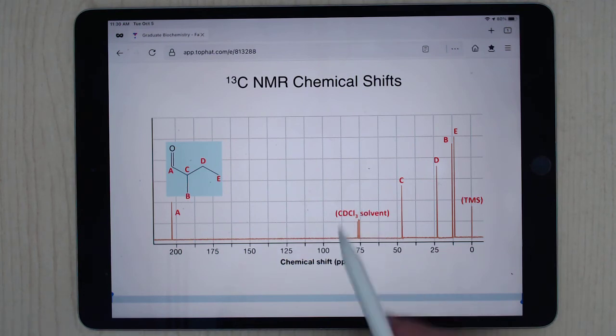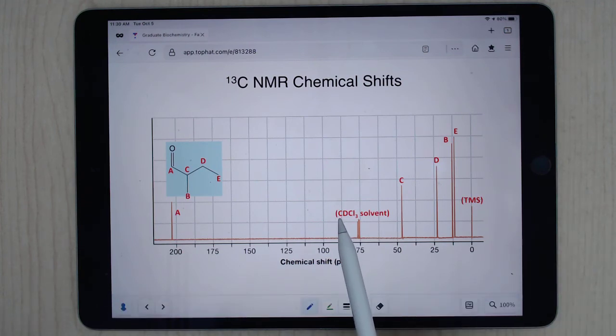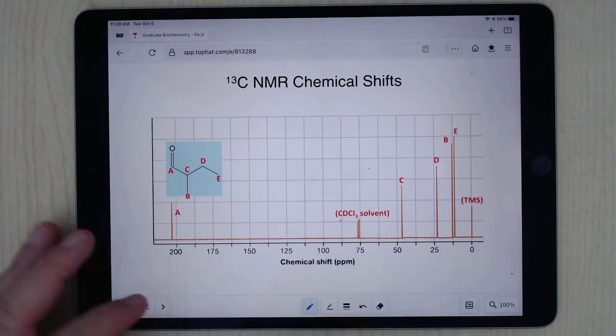So this one is just solvent. Deuterated chloroform is one of the ones that's usually used. It's nice because it has deuterium instead of hydrogen, so it doesn't show up in the hydrogen NMR signal, but this carbon here shows up. Not a big deal. We just account for it.